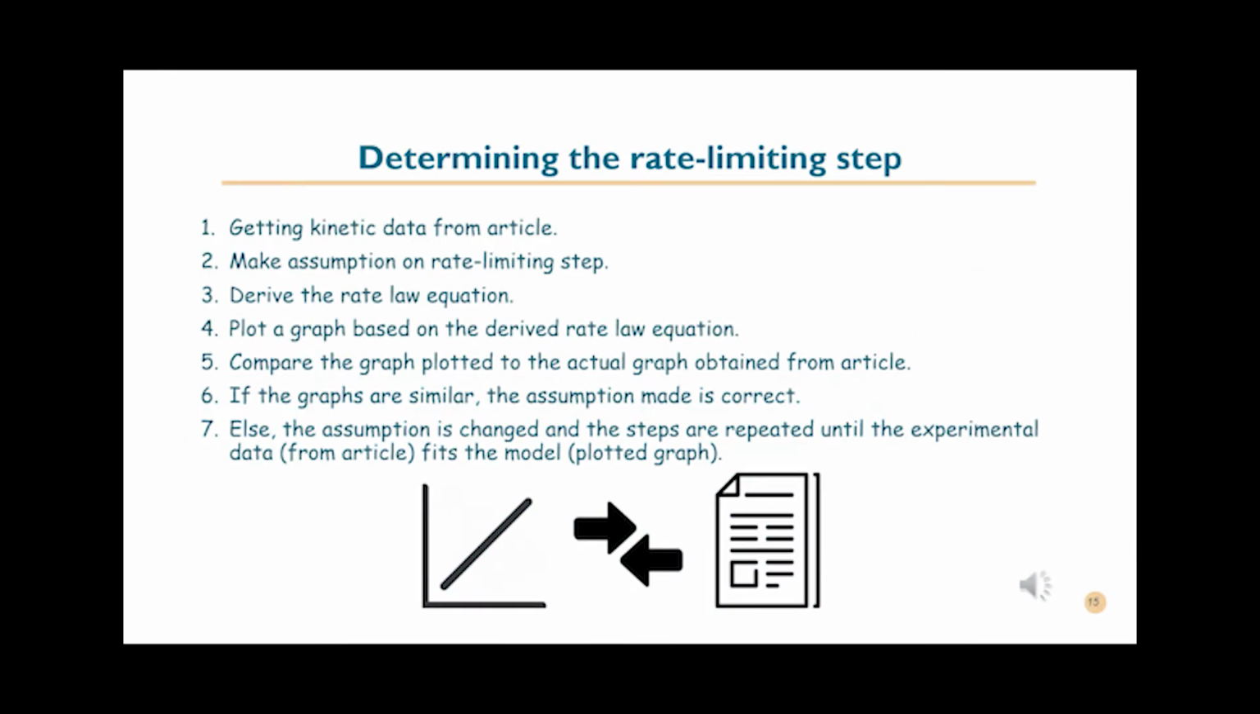To determine the rate limiting step, the following steps are conducted. Get kinetic data from the article and make an assumption on the rate limiting step, whether it is adsorption, surface reaction, or desorption limited. Derive the rate law equation and plot a graph based on it. Compare the graph plotted to the actual graph obtained from the article. If the graphs are similar, the assumption made is correct. Else, the assumption is changed and the steps are repeated until the experimental data fits the model.